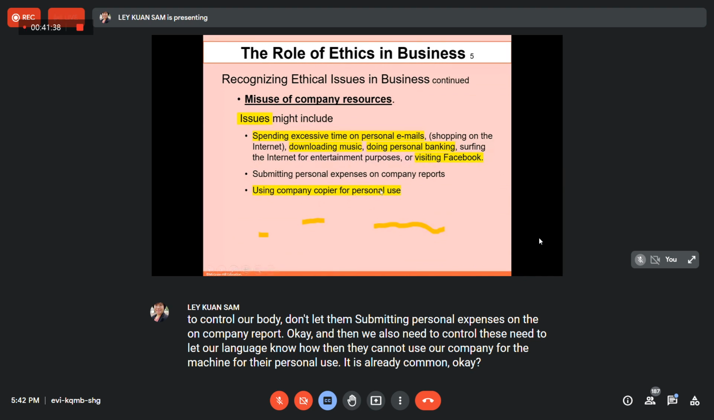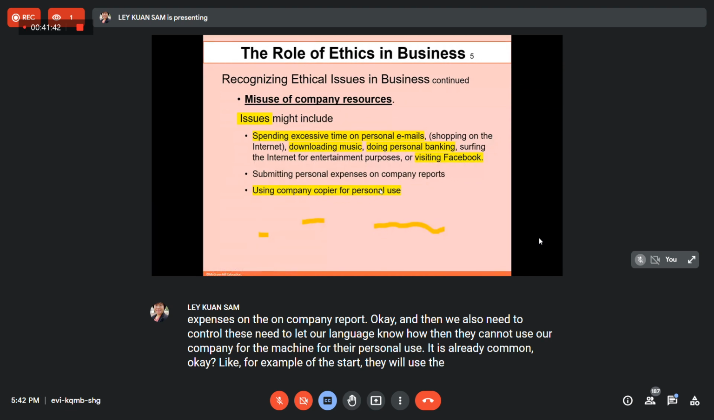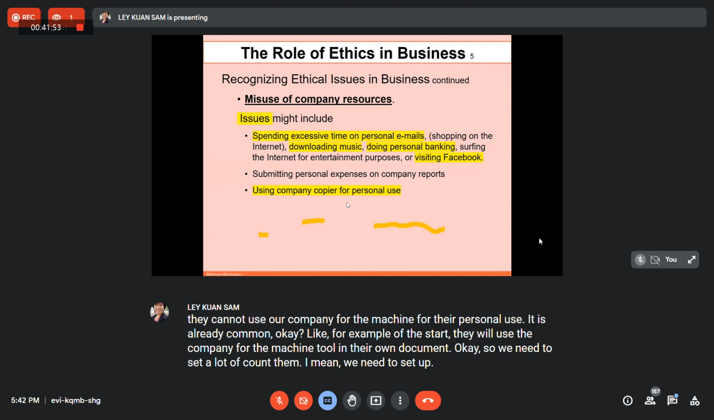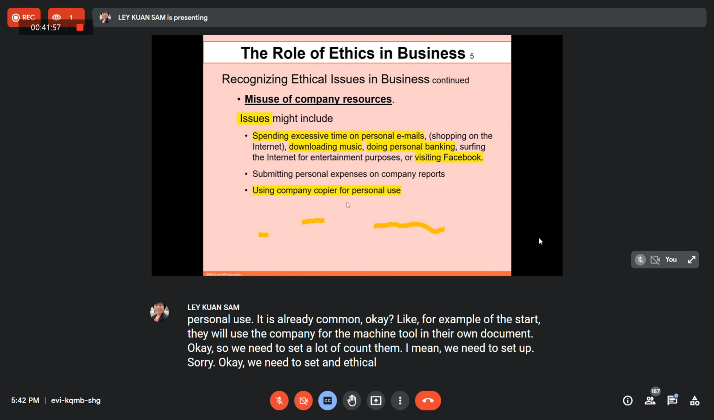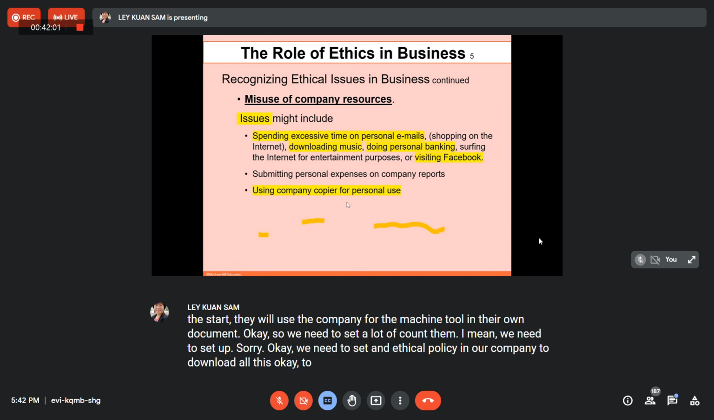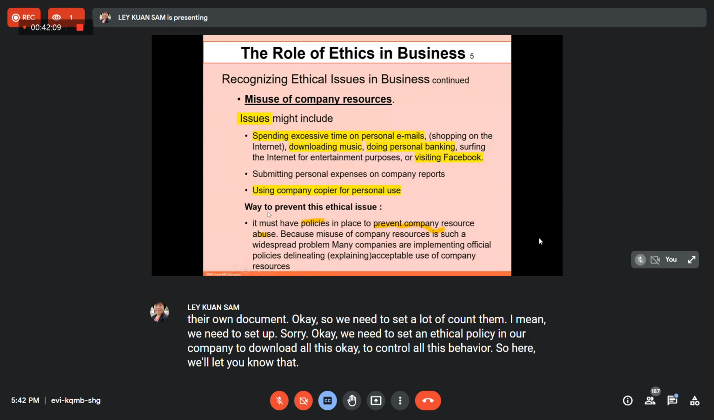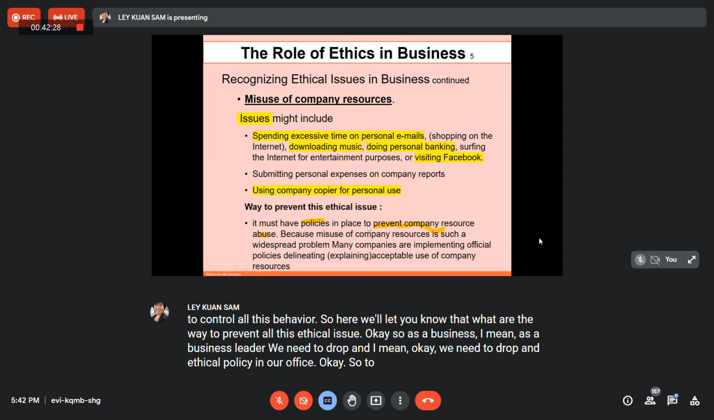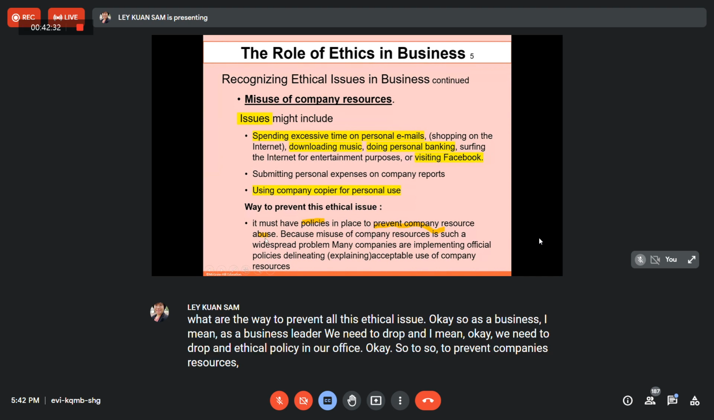For example, some of the staff will use the company photocopy machine to print their own documents. So we need to set a rule to govern them. We need to set an ethical policy in our company to govern all this, to control all this behavior. Here we'll let you know the ways to prevent all these ethical issues. So as a business leader, we need to draft an ethical policy in our office to prevent company resources abuse.